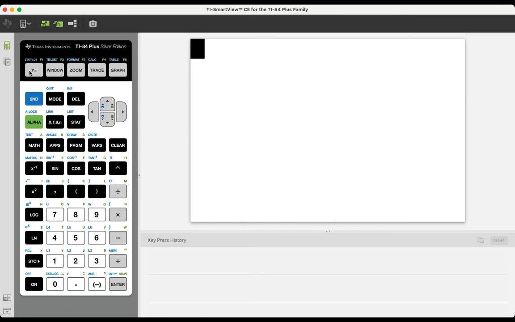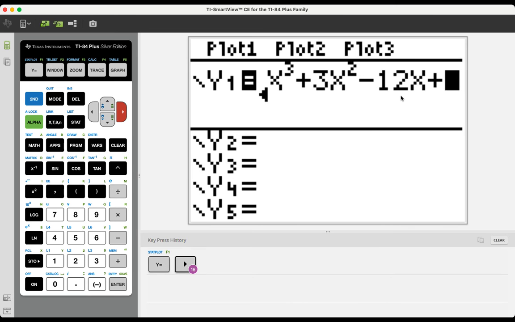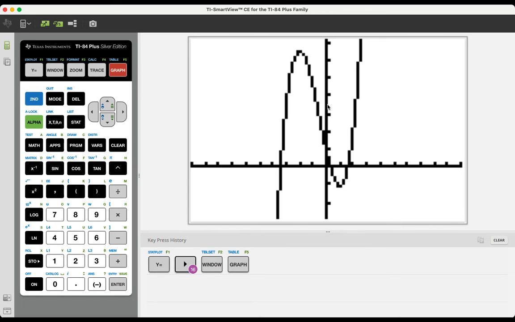So for the purposes of this example, I've decided to graph the function 2x cubed plus 3x squared minus 12x plus 3. And when I graph this function, I did adjust the window a little bit. So if you're trying this at home on your own calculator with 2x cubed plus 3x squared minus 12x plus 3, here are the window settings that I used. You're welcome to pause the video to set your window so that you'll be looking at the same picture. But when I graph, I get this look.